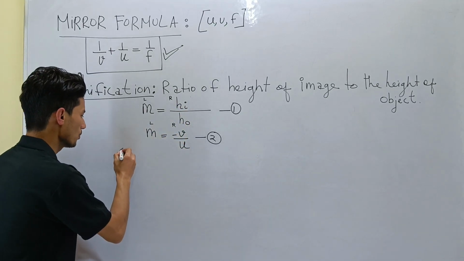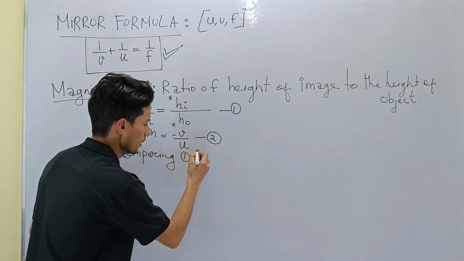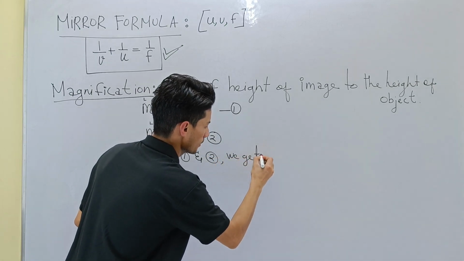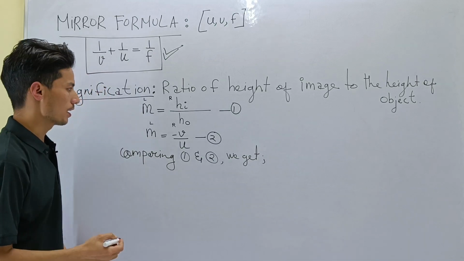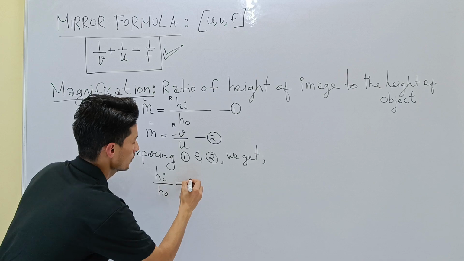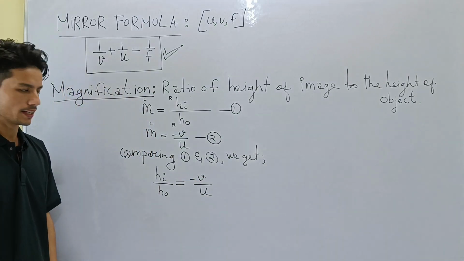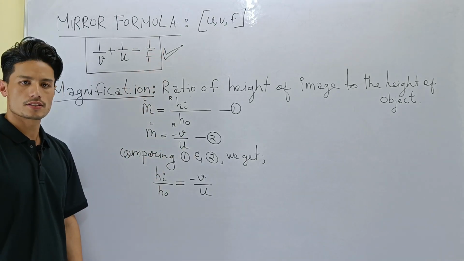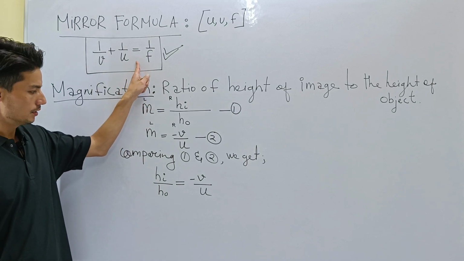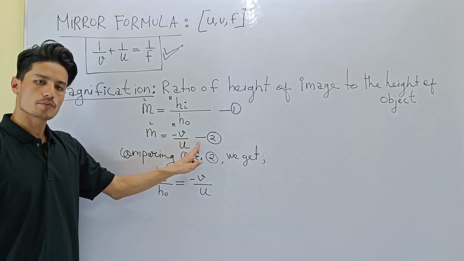So on comparing 1 and 2, we get a new formula, which is HI divided by HO is equal to minus V by U. This is one formula again. So these are the formulas that you have to remember. The first one is the mirror formula, and this is the formula for magnification. This is another formula for magnification.